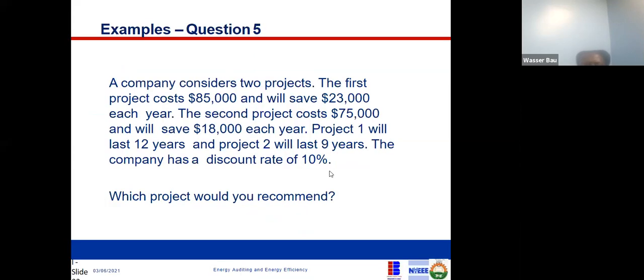So this is the question. There are two different projects. The difference between this question and the first one is that this one has two different lifespans. One will last for 12 years, the other for 9 years. So if you do NPV based on 12 years and compare it to NPV based on 9 years, you might not be right. But if you annuitize it, you're going to get the same result anyway, because you are bringing it to the same reference level. So which project will you recommend?